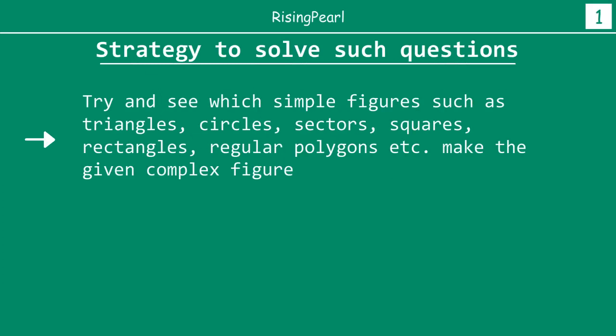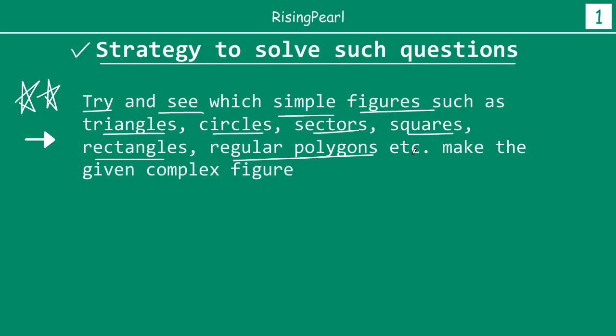So friends, first let's take a look at our strategy, how we actually approach such questions. The first very important step is to try and see which simple figures, such as triangles, circles, sectors, squares, rectangles, regular polygons, and so on, make up the given complex figure. In other words, you take a look at the complex figure and try to break it down in terms of simple figures, right? Simple figures meaning triangles, circles, sectors, squares, rectangles, polygons, etc.